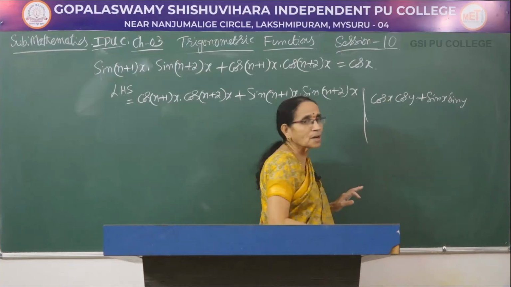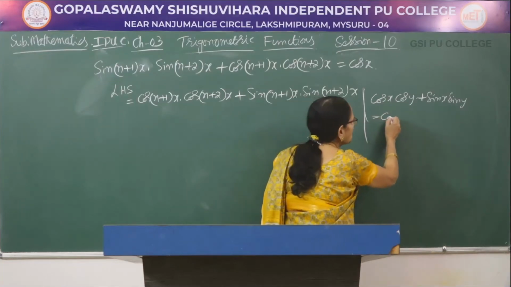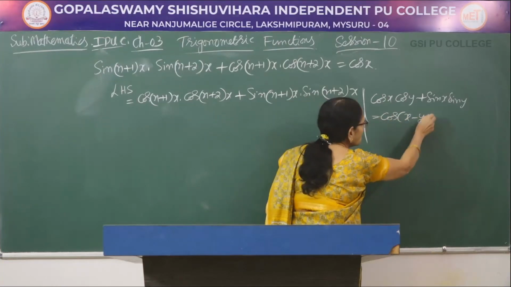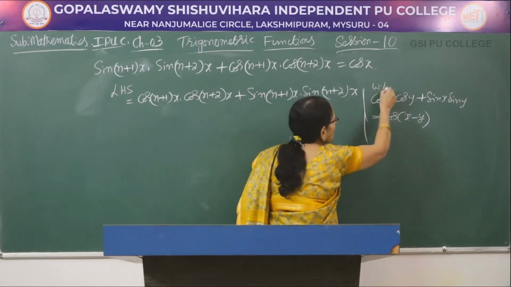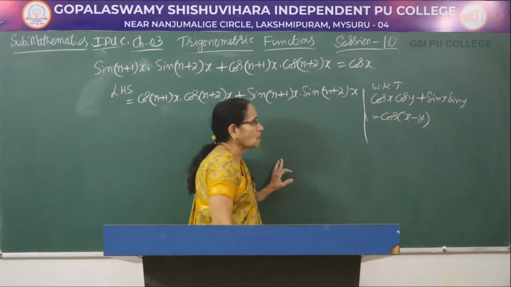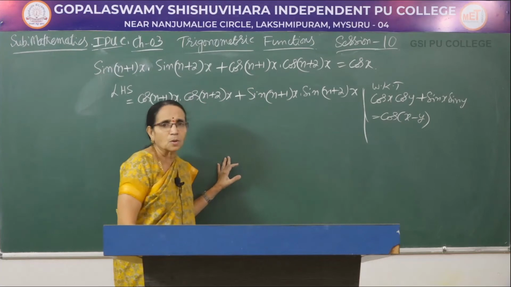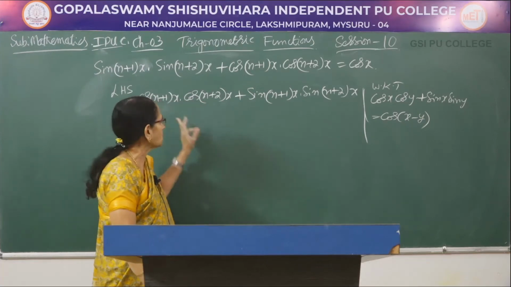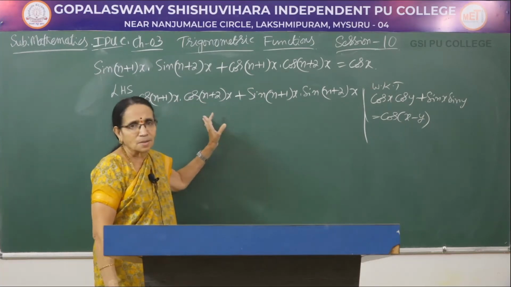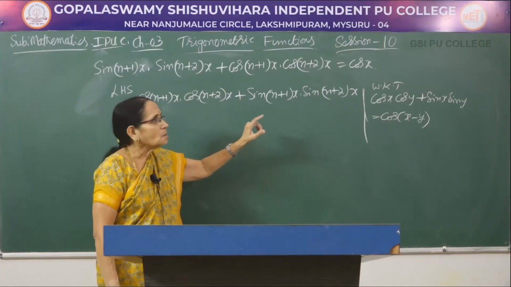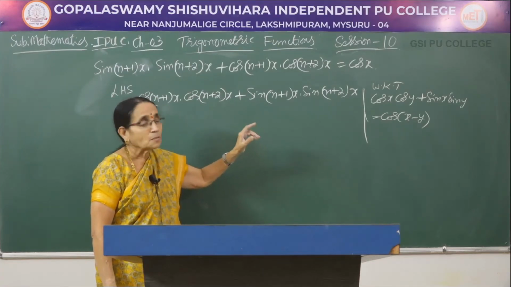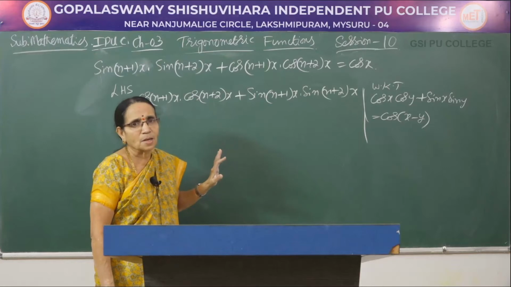Cos x cos y plus sin x sin y is nothing but cos of x minus y, the compound angle formula. You can quote this result. We know that cos x into cos y plus sin x into sin y is equal to cos of x minus y. Write a sentence here. This left hand side resembles the formula cos x into cos y plus sin x into sin y, which is equal to cos of x minus y.